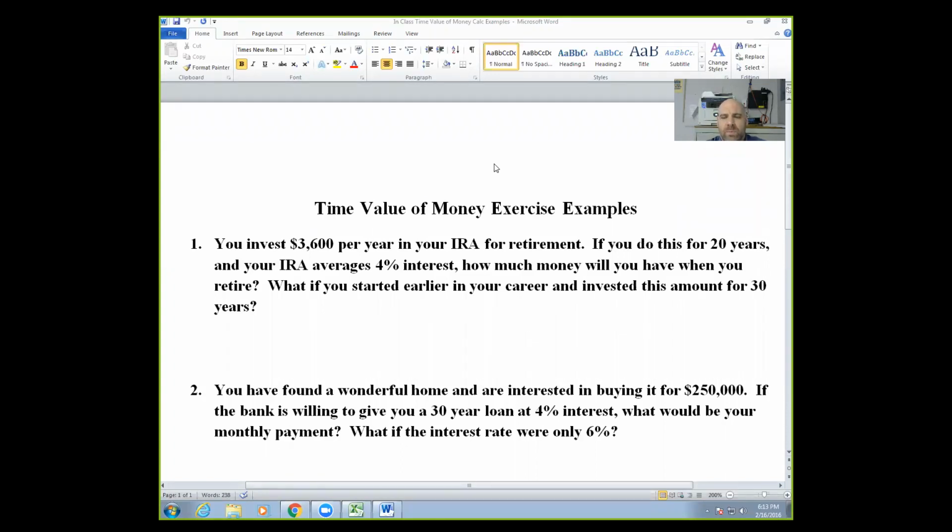So what are you trying to figure out here? Something in the present or something in the future? Future. So this is one of the things you have to do when you do these exercises: determine which function you need to use based on what they're asking you. In this case, you're going to be using the FV function, future value. So you invest $3,600 per year. This is not like the one we just did, because this is something you're going to be doing every year for the next 20 years.